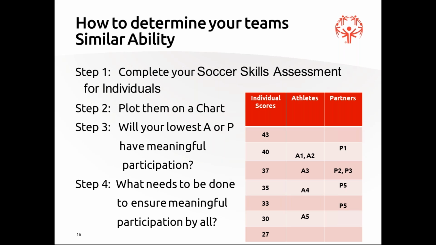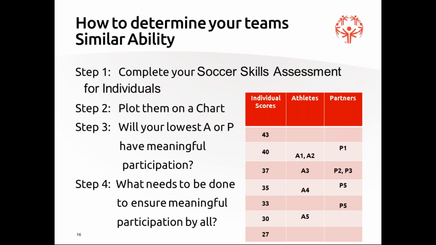You'll see where the athletes landed and where the partners landed. When you look at your chart, you need to ask yourself, will your lowest athlete or partner be meaningful to the team? Will they be able to keep up? Will they be able to feel like they contributed to the team's success? If your answer is no, what do you need to do to ensure meaningful participation by all of them?